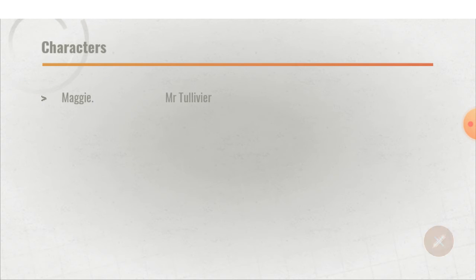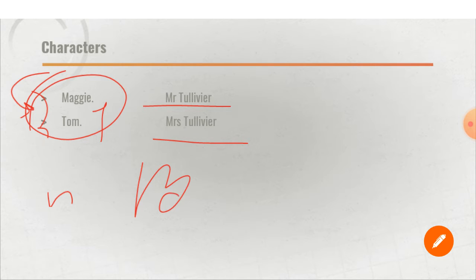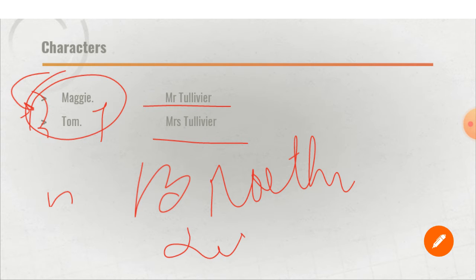Then comes Tom, who is Maggie's brother. Then comes Mr. Tulliver and Mrs. Tulliver. So what is the relation between Maggie and Tom? They are siblings. They are brother and sister.